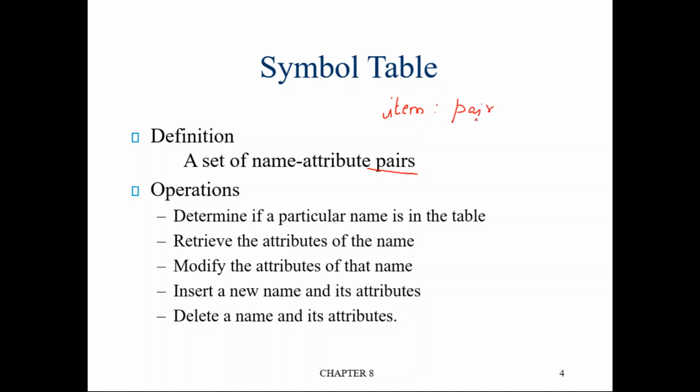Okay, this pair contains what? This pair contains a key and a value. Every item will have a pair, and this pair contains a key and a value. So there will be a key part and also there will be a value part. Why are we considering it like this? In several applications this key value pair will be there. Say for example in a dictionary.